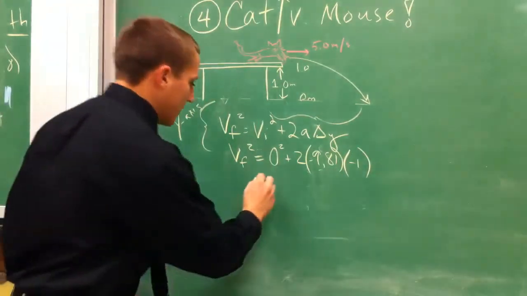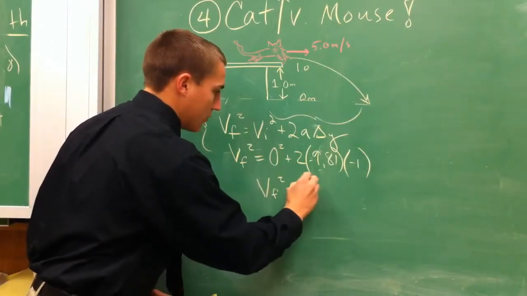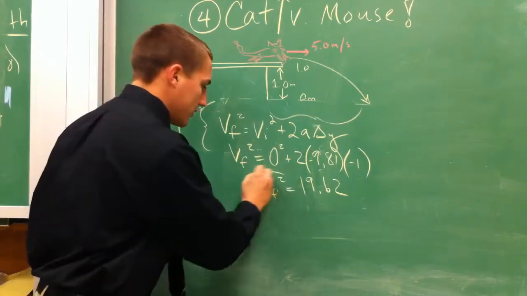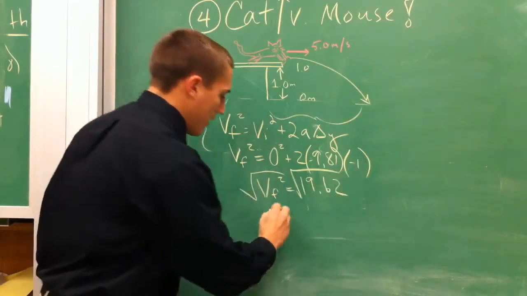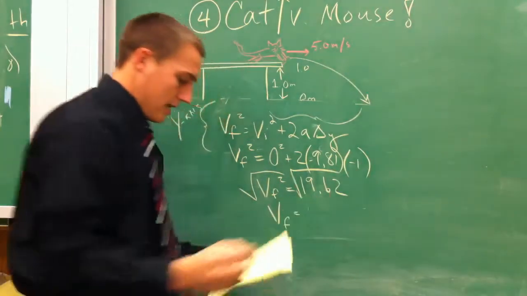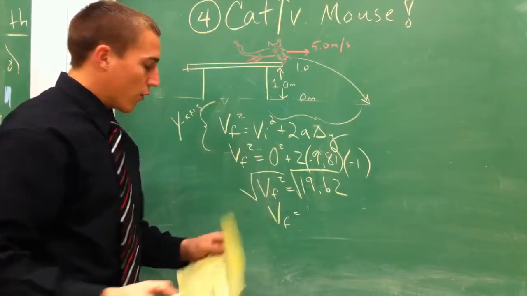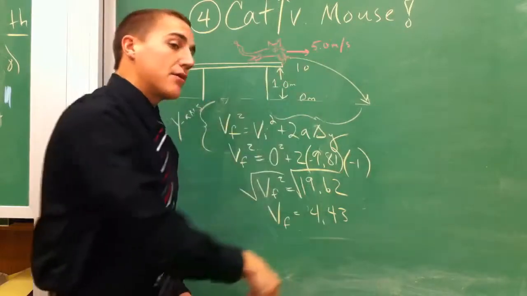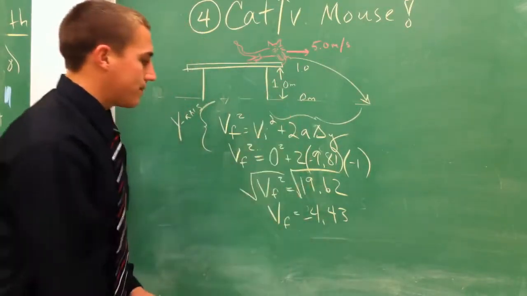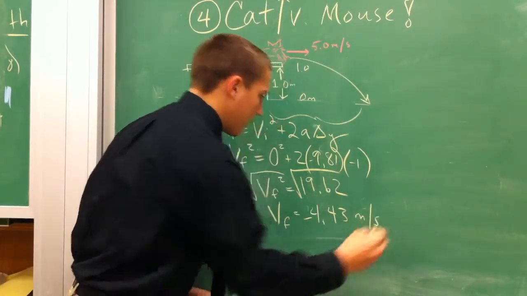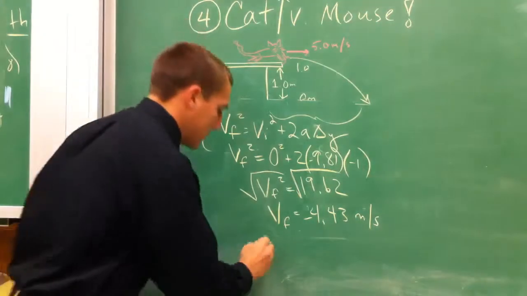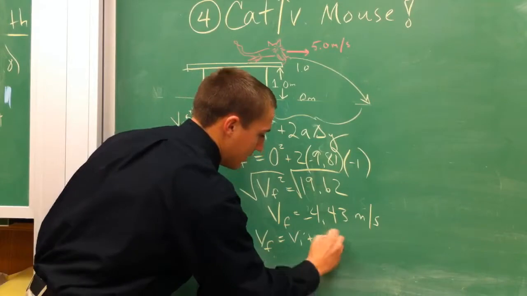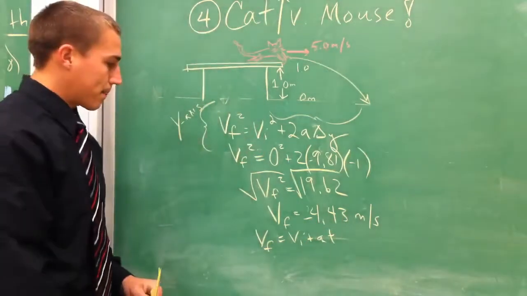And when we plug this in, we get Vf squared is equal to 19.62. Let's take the square root of that, and the final velocity equals 4.43 meters per second. Now, since our cat will be traveling down to the ground, we'll make this negative. Now, we're going to plug this into this equation, V final equals V initial plus at, and that's going to solve for our time.